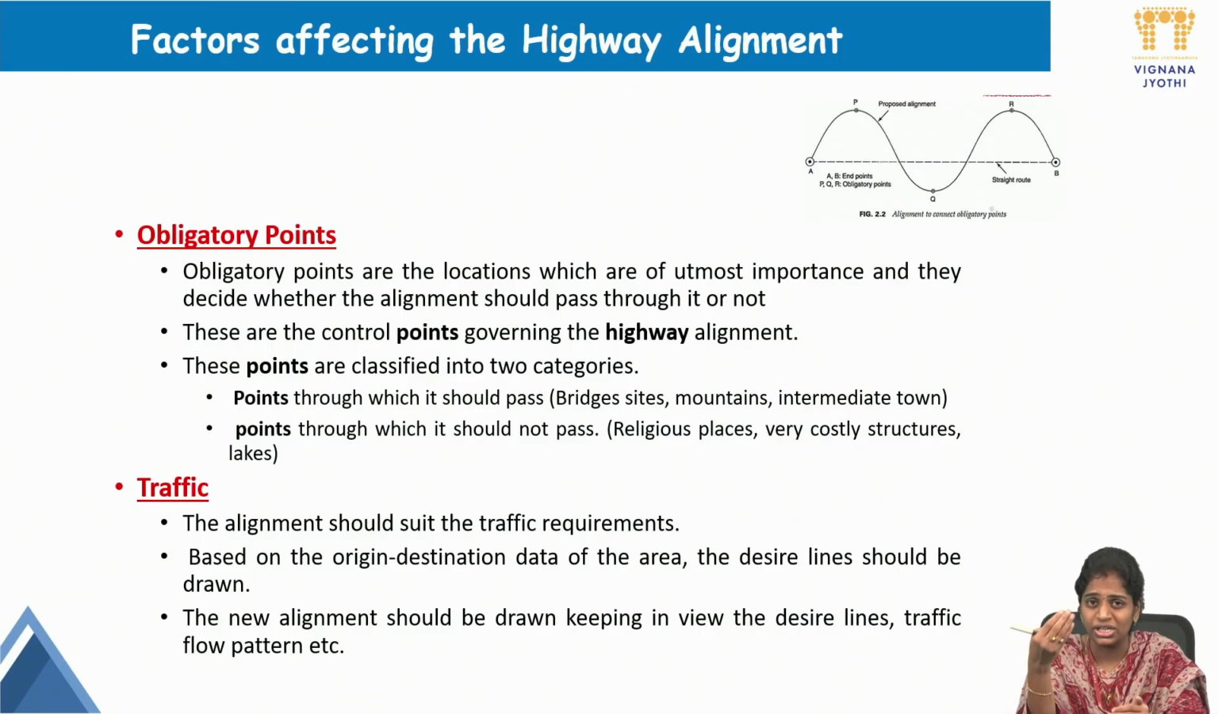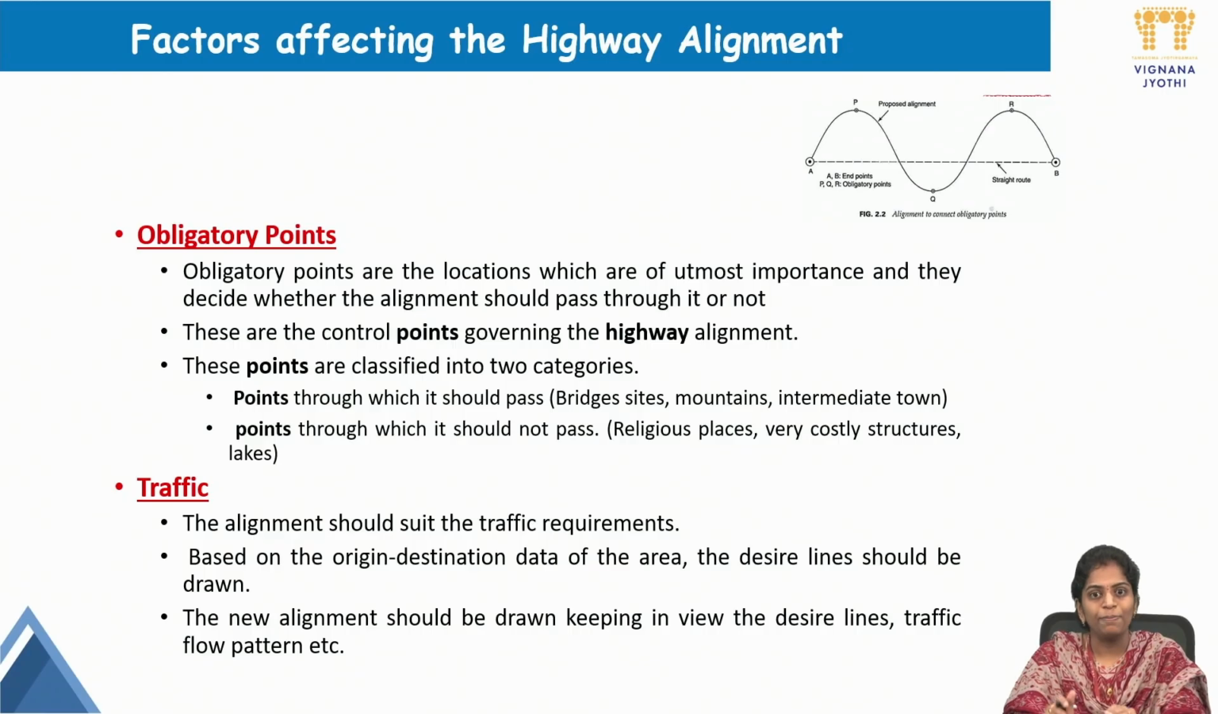If we want to move from one origin to one destination, there may be so many obstacles in between. Those obstacles will decide, those are called obligatory points. Those obligatory points will decide the way of our highway alignment sometimes. These points are classified into 2 categories. Points through which it should pass: bridge sites, mountains, intermediate town. We have to create a way through them.